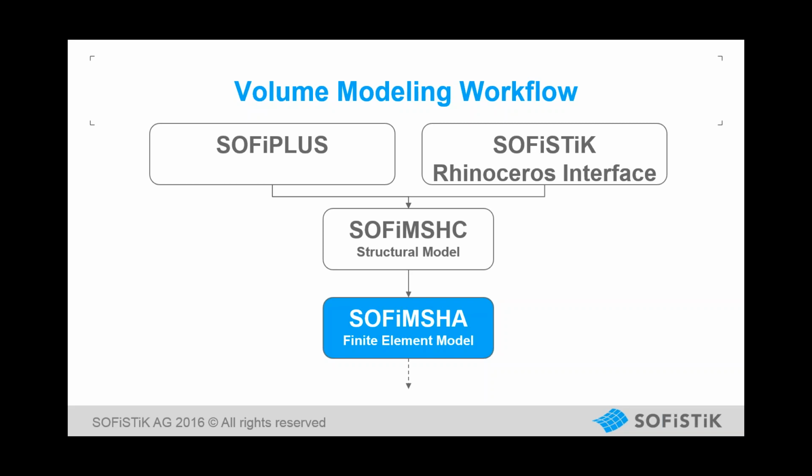SOFiMSHA is a module that works mainly on a finite element level. For simple structures, it is enough if we start modeling directly within SOFiMSHA. However, depending on the complexity and the geometry of the structure, it is often required that a structural model is generated beforehand. For this purpose, we can use SOFiMSHA either as a standalone module, or combined with one of the provided graphical user interfaces, such as SOFiPlus or the SOFiSTiK Rhinoceros interface.